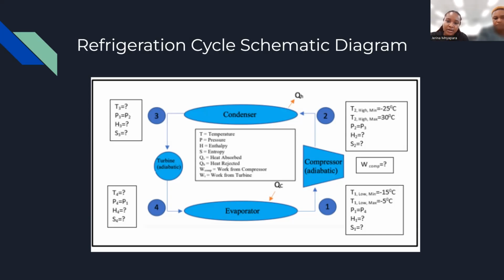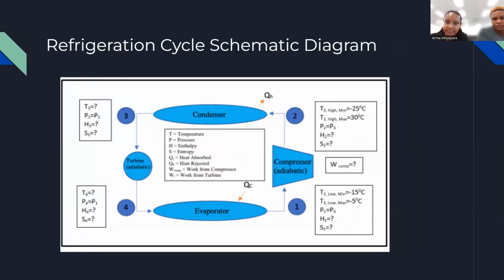So this is our cycle, but we were given, as you can see on the right side, a T1 low min and a T1 low max of -5 degrees Celsius to -15 degrees Celsius. And then we were given a T2 high max and T2 high min of 25 degrees Celsius and 30 degrees Celsius as our functioning parameters.